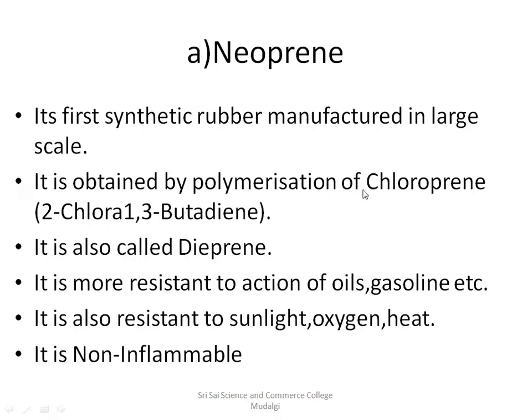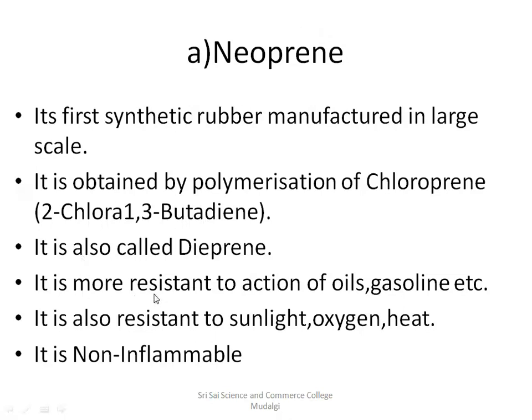It is obtained by polymerization of chloroprene, which is nothing but 2-chloro 1,3 butadiene. So neoprene is made up of the monomer chloroprene, which is 2-chloro 1,3 butadiene. This neoprene is also called dioprene. For competitive examinations, they may ask for one mark which polymer is also called dioprene. Dioprene is also called neoprene, one of the synthetic rubbers.